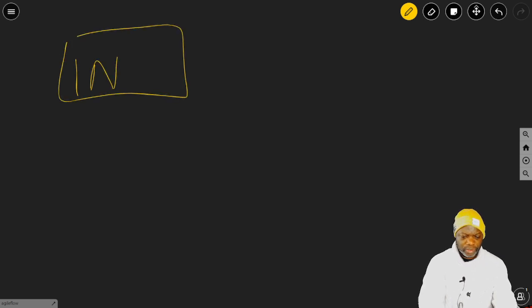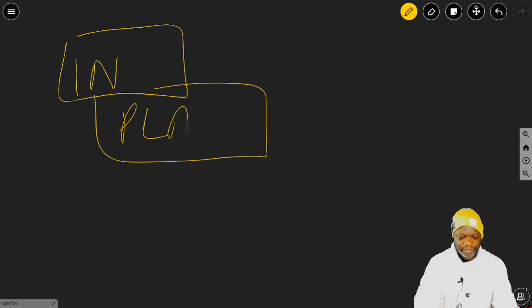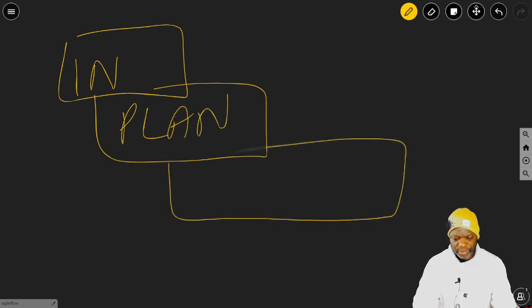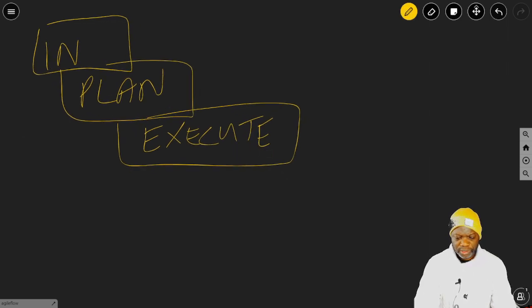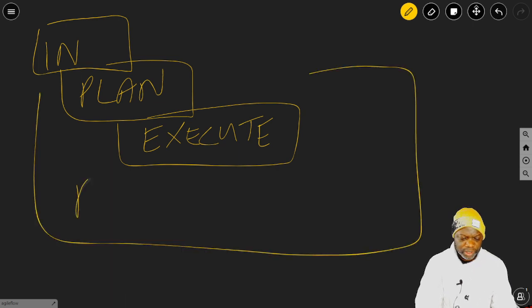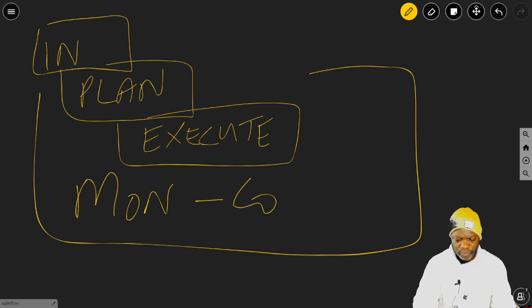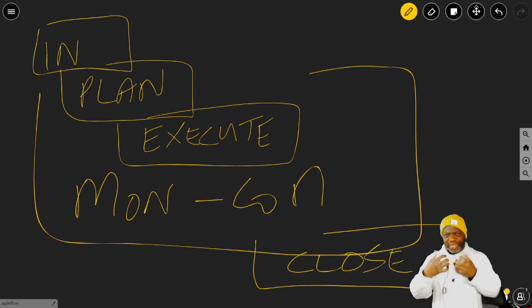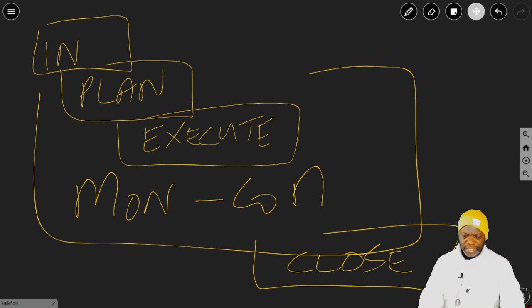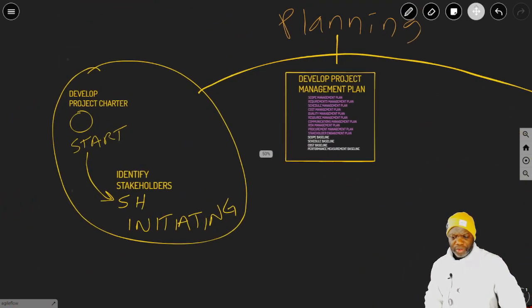When you think about the process groups, you've got initiating, you've got planning. There's overlap, right? You've got executing. There's overlap. See? There's overlap between these groups. Then, if you think about monitoring and controlling, the monitoring and controlling bubble is all-encompassing. And then you've got closing. So think about it like a mass of work that is interconnected and overlapping. Okay? With that explained, we can now go into executing.